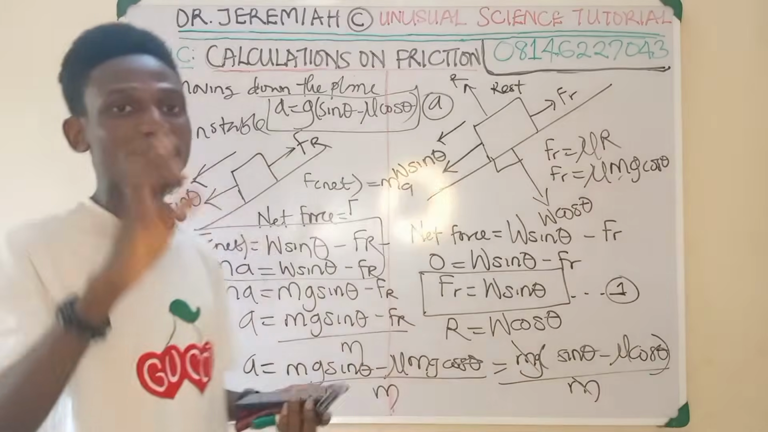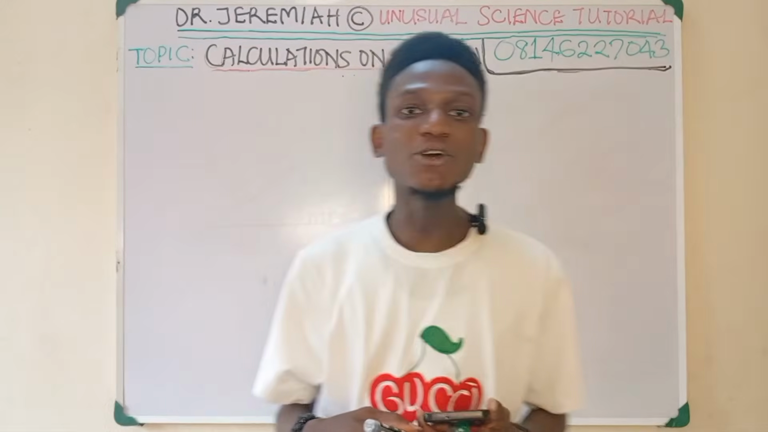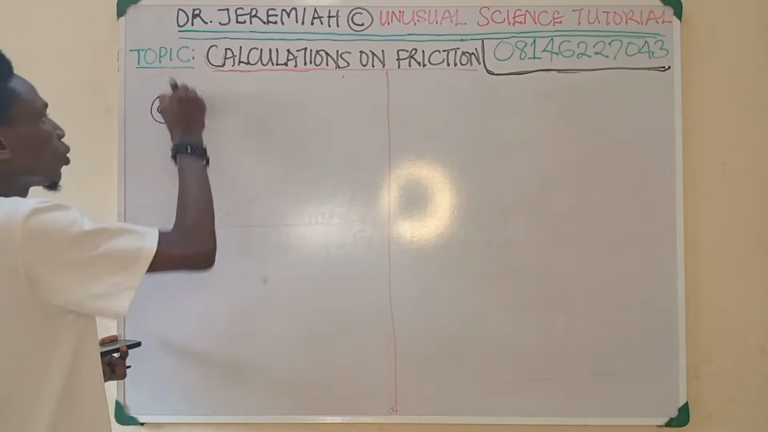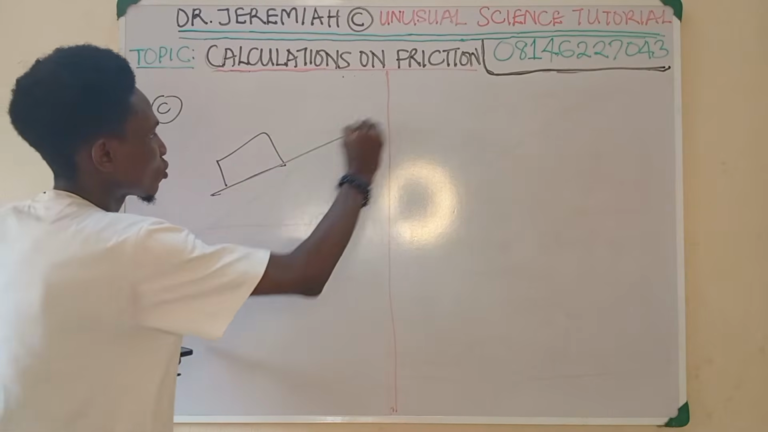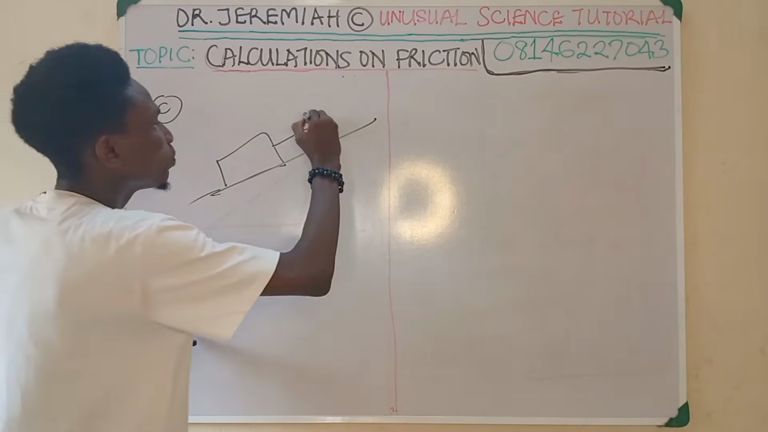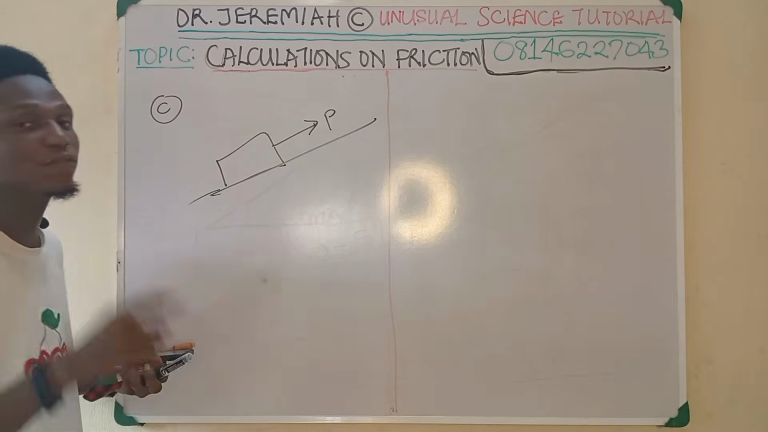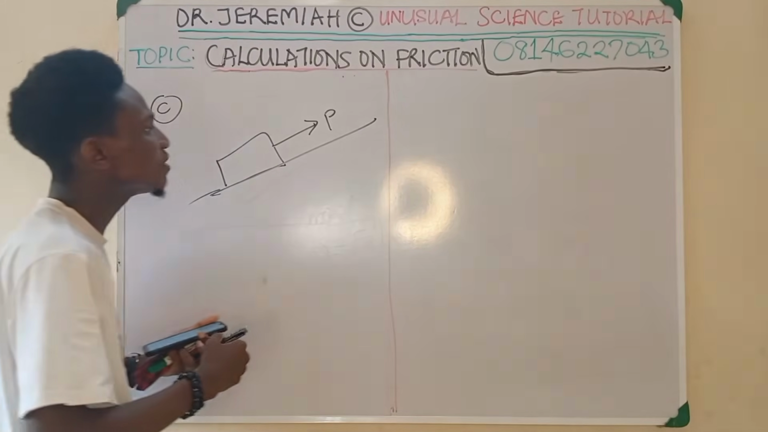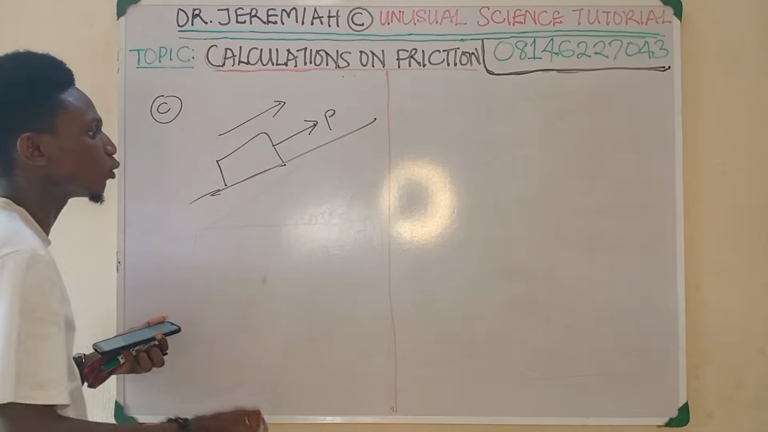So let's quickly move to the third scenario, because I have so many scenarios to examine today. The third scenario, let's call it C, is when a body is pulled by a force. When a body is pulled by a force, it's called pulling force, so I'm going to label it pulling force. The body is pulled by a force upward, so it means the motion is upward. Please take note, the motion of the body is upward.